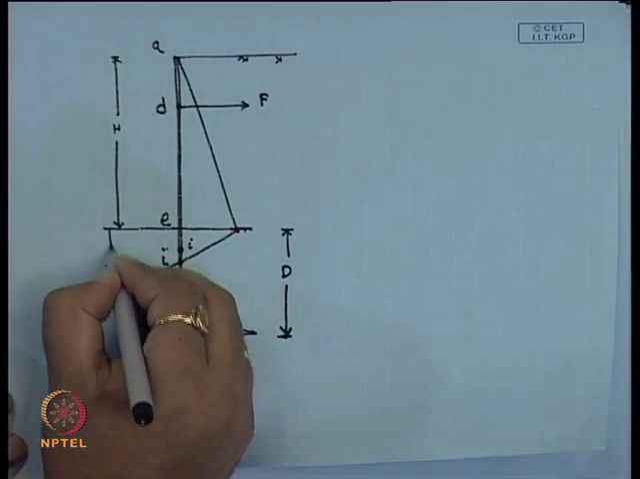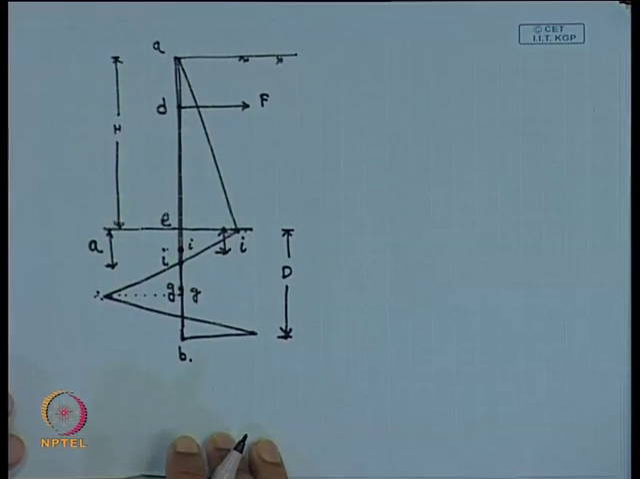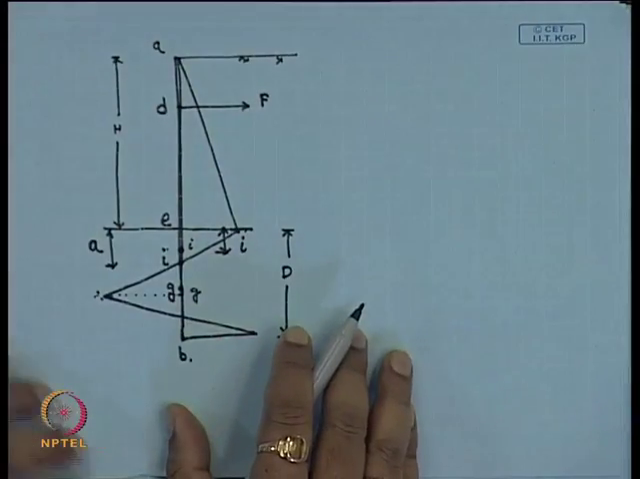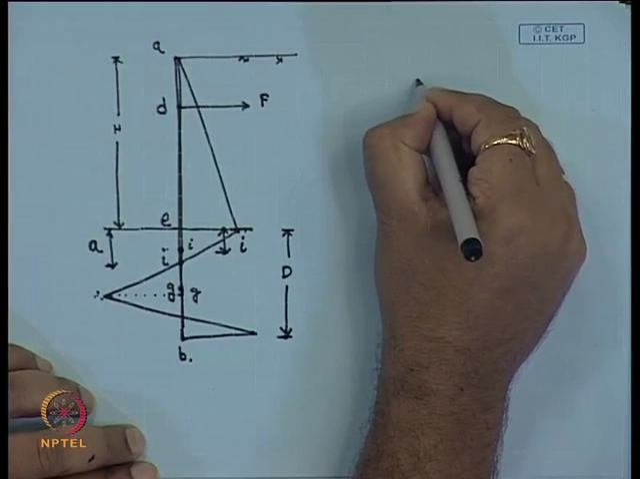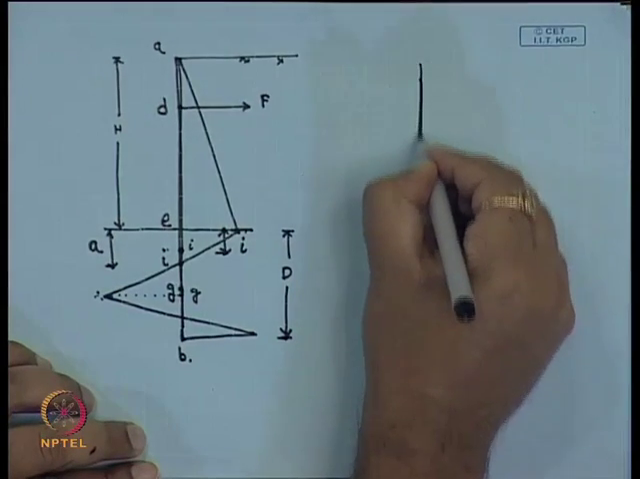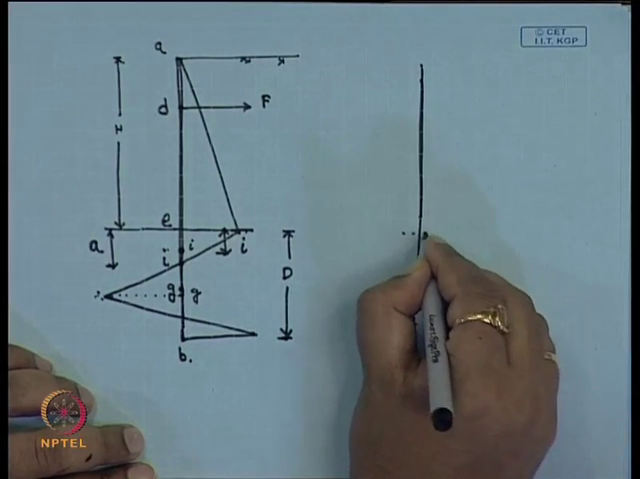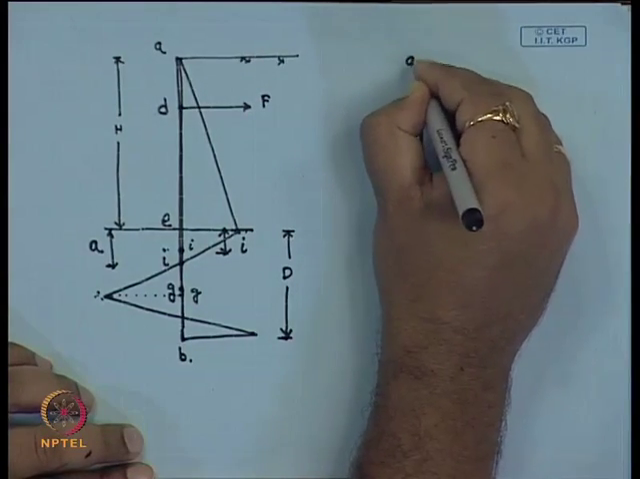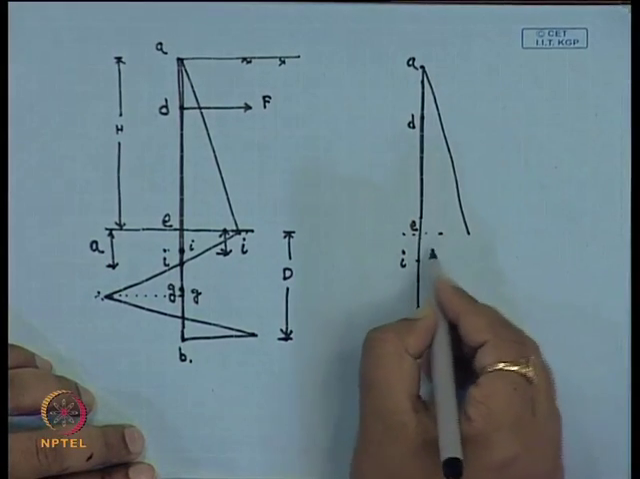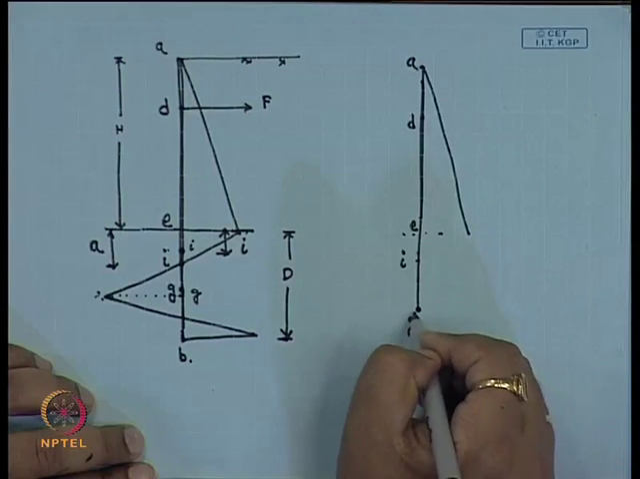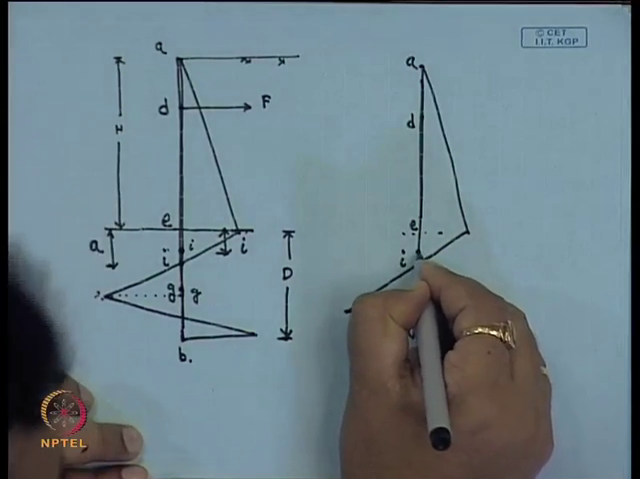Here also this is, say, A, and this distance is, say, I. Now, from this total system, we are considering only the portion up to G, and if I draw this diagram for the portion only up to G, then you will get this is the G point, this is the I point, this is the E point, this is the D point, this is the A point. You will get this type of diagram, and the I point is somewhere here.